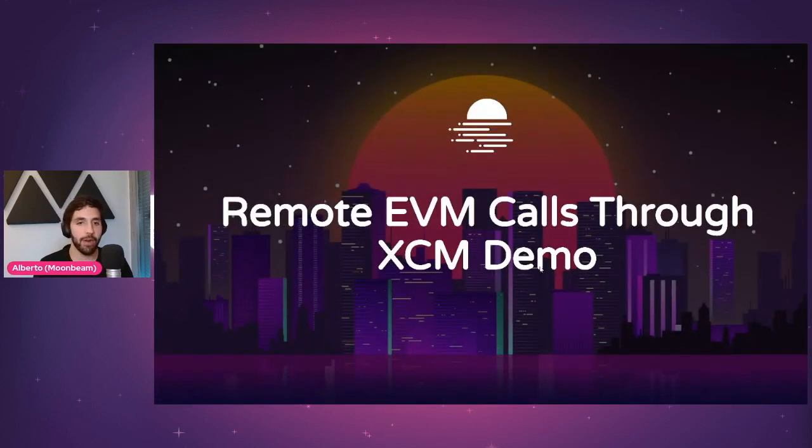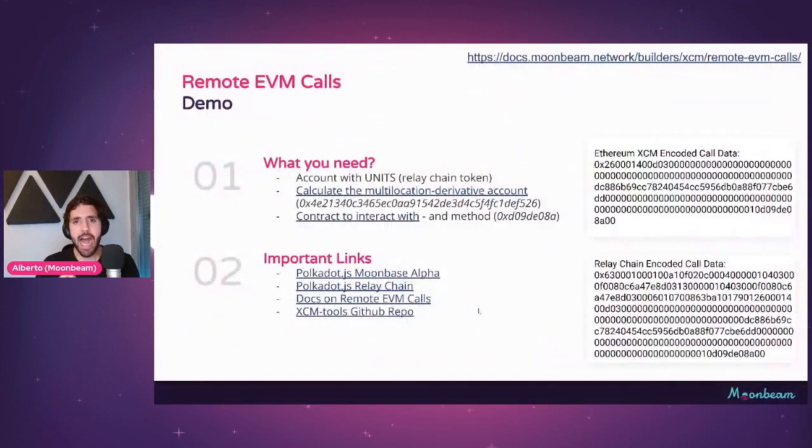Okay. So I do have 8 minutes, so I'm really happy because I can do a very, very quick demo about how you can construct a remote EVM call. I have the URL of the docs here in case you want to do this at another time. But basically, we're going to need UNIT, which is a relay chain token. You're going to have to calculate the multilocation derivative account. In this case, it's this one, the one that is going to execute the call. And we're going to interact with this contract that I have shared the URL.